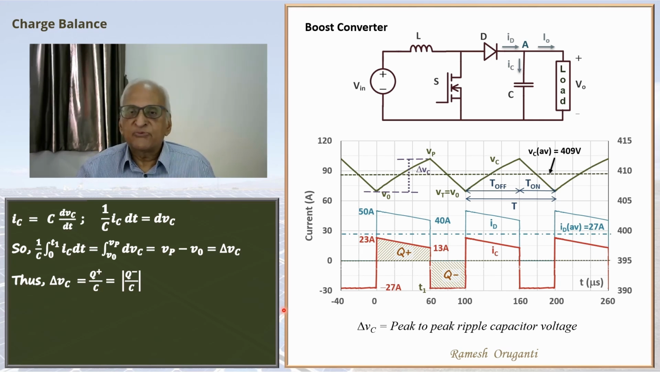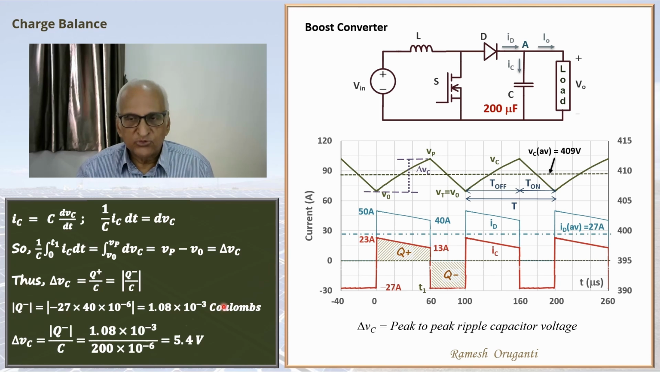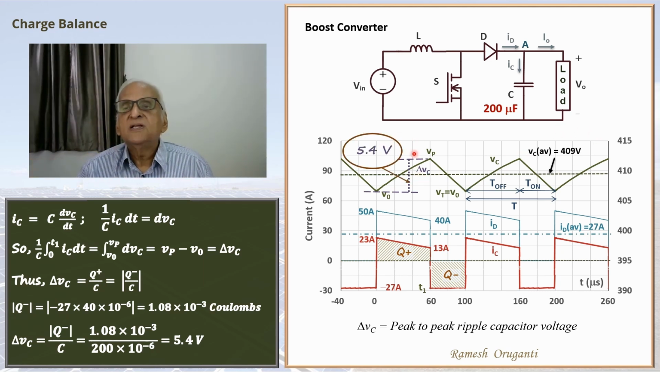In order to determine the value of delta Vc, you need to calculate either Q plus or Q minus. Q minus is a bit easier here because it's a rectangle. So let's do that. Minus 27 amperes times this interval, that is the on interval, 40 microsecond. So minus 27 times 40 microsecond, the magnitude, absolute value of that, is 1.08 millicoulombs. In this example, the C value that I had taken was 200 microfarad. Then using 200 microfarad, we will get 5.4 volts. So the DC voltage is 409 volts, and around that you have a 5.4 volts ripple because of the switching action.